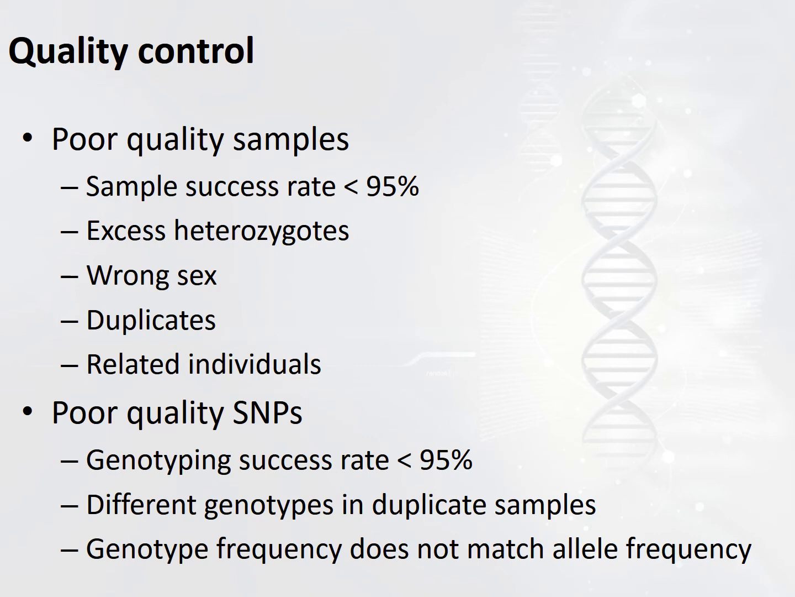Also, purposely duplicated samples can give different genotyping results, and that means that you have no consistency between the replicates, and those SNPs again need to be discarded. Or if the genotype frequency is not matching the allele frequency, that's another big question mark, and it indicates that those SNPs are not of good quality.